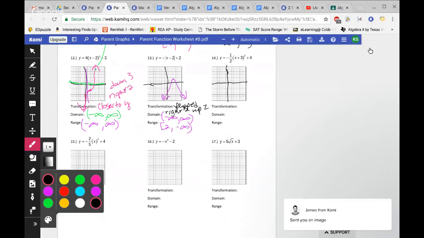And then this next one is closer to the x-axis. Good job. Closer to the x-axis. Up 4, and left 3. So left 3, up 4, and a little bit wider so that it gets pressed down toward the x-axis. Okay, what about our domain?